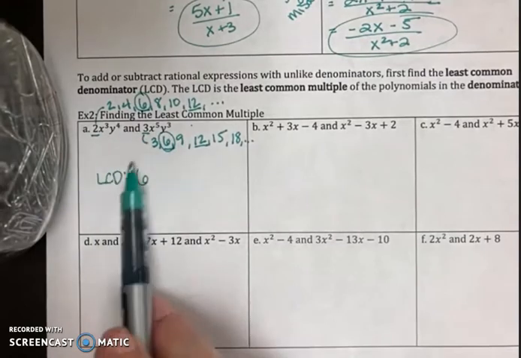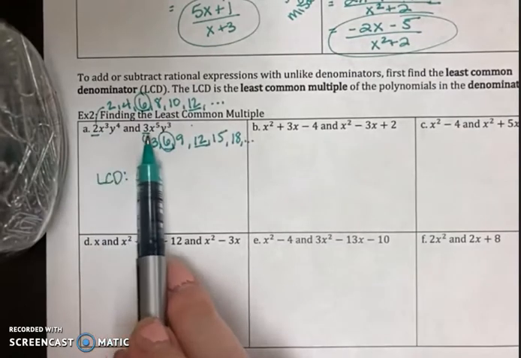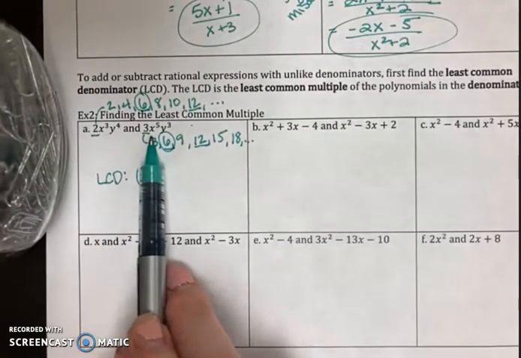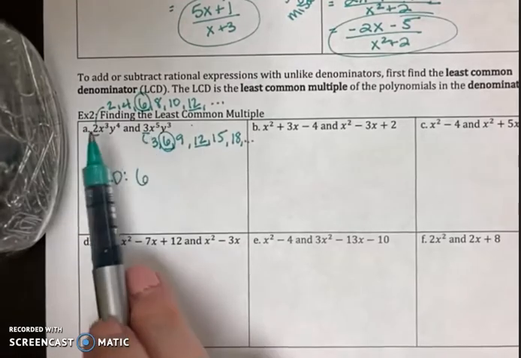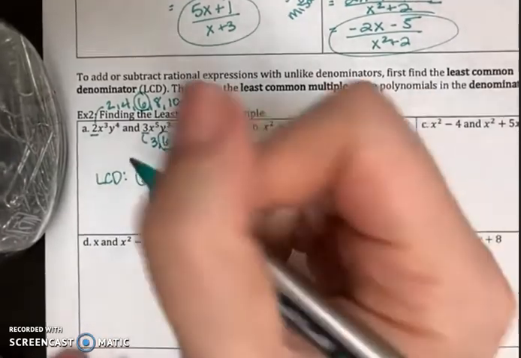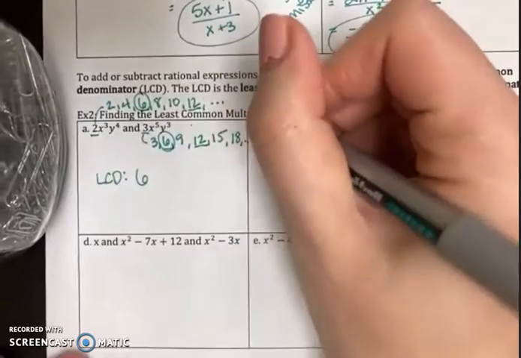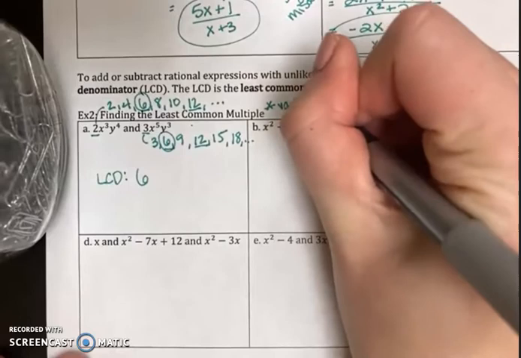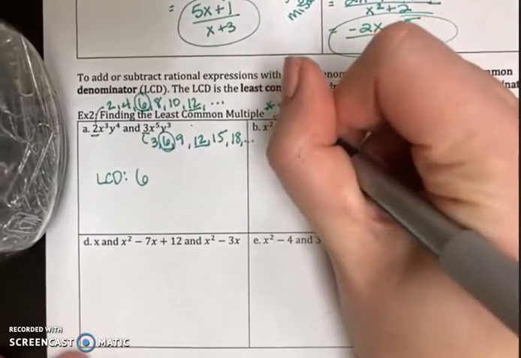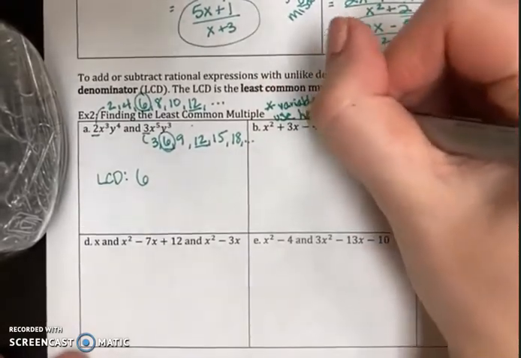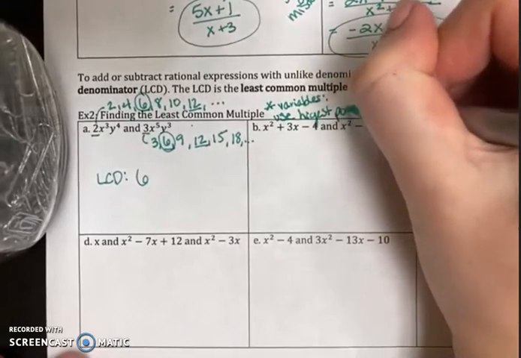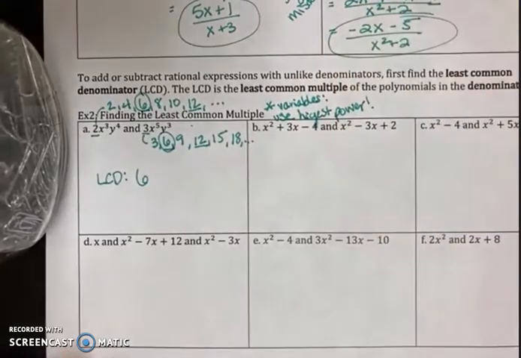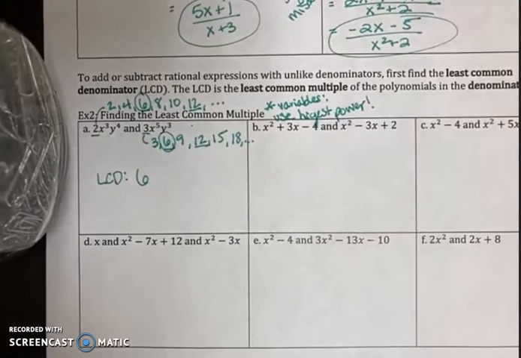Now when we're looking at variables, so x cubed and x to the 5th power, normally with GCF we would say use the lowest power. But when we're using least common multiples, I want you when pulling out variables, use the highest power.